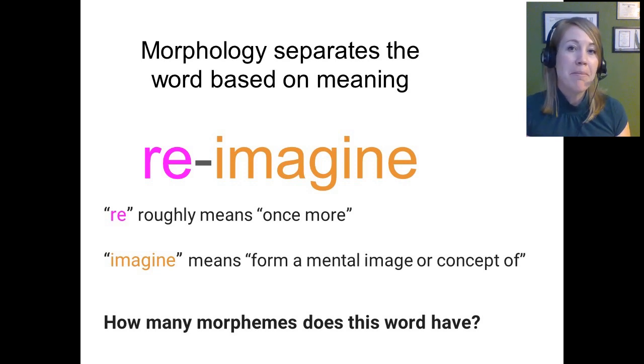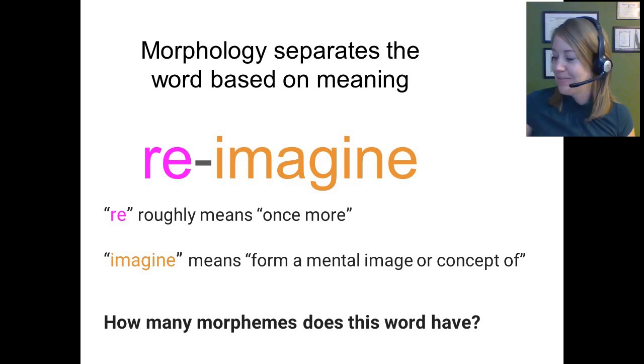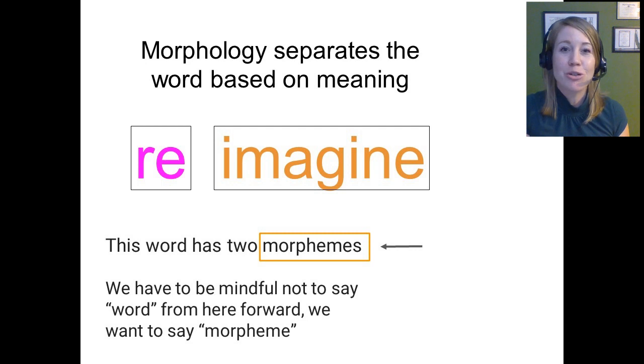So when I look at reimagine, I can find 2 units of meaning. Re, which means basically to do again, and imagine, which means to form a mental image or concept of something. So there are actually 2 units of meaning in this word. That poses the question, how many morphemes does this word have? This word has 2 morphemes. A morpheme is the smallest unit of meaning in a word.